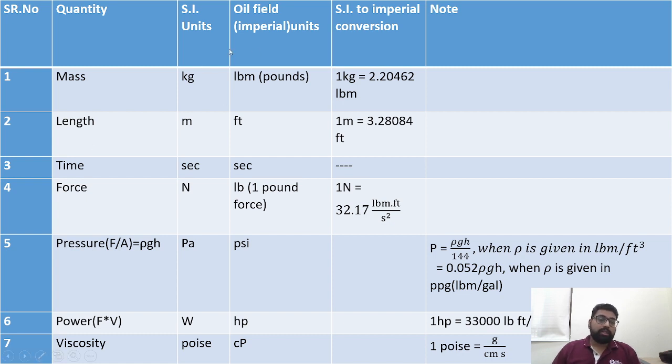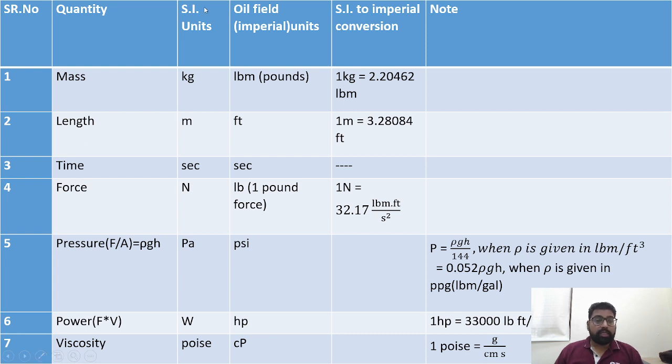The length in SI units is measured in meters. In oil field units, we use feet. Similarly, for time, in both cases we use seconds. In case of force, the SI unit is Newton, whereas the imperial unit is lbf, or pound force. So 1 Newton is equal to 32.17 pound force, or lbm times feet per second square.